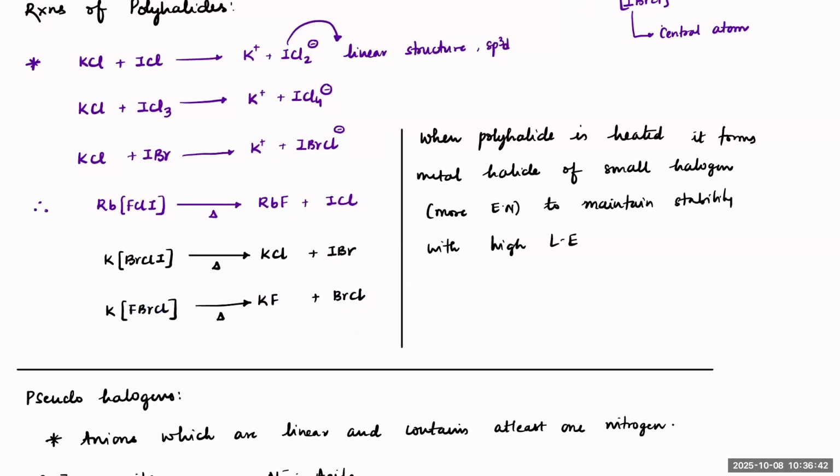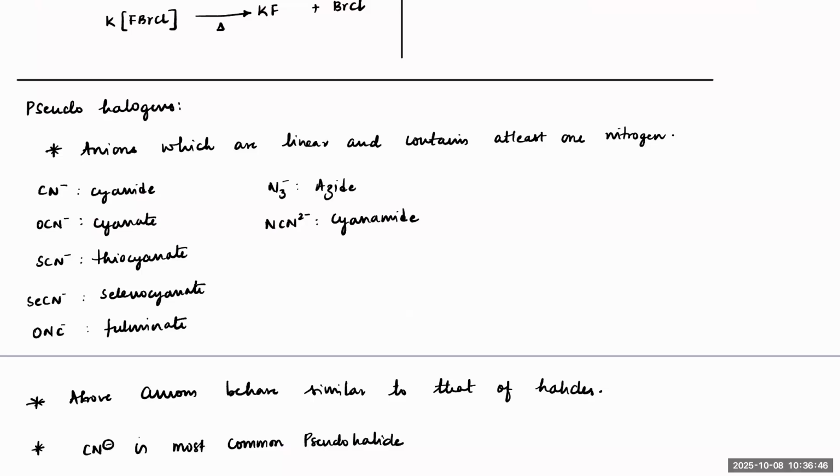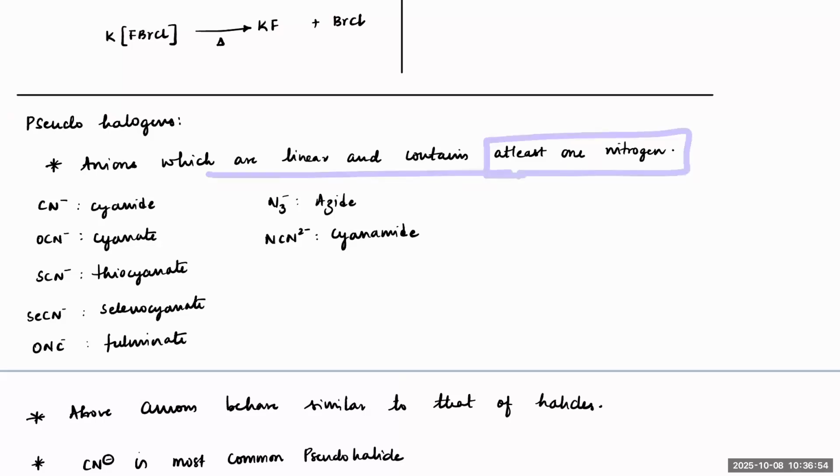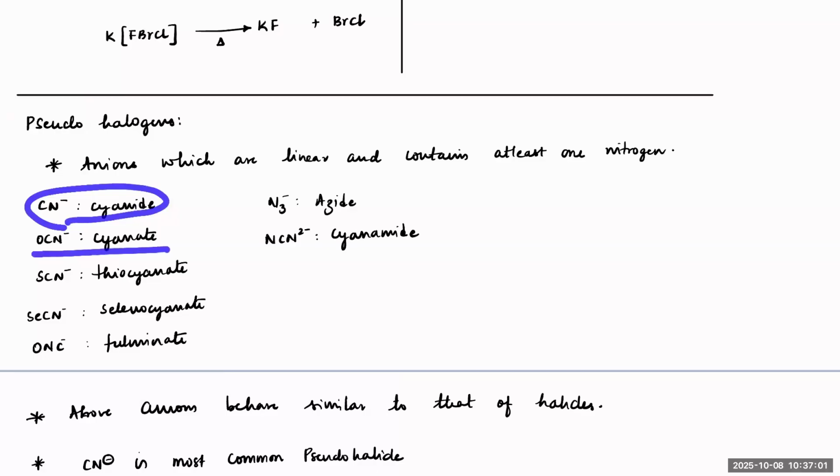The next one is about pseudo halogens. Anions which are linear and contain at least one nitrogen are called pseudo halogens. And you can see CN minus, OCN minus, SCN minus, SeCN minus, ONC minus, N3 minus, and NCN2 minus. These are all called pseudo halogens.